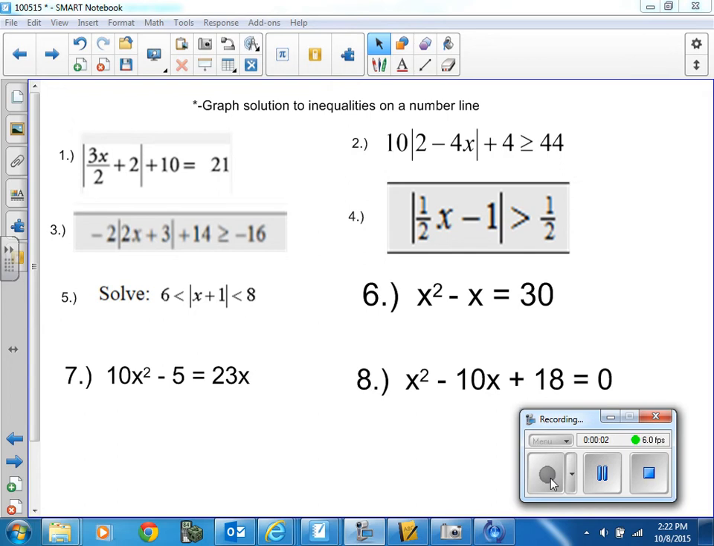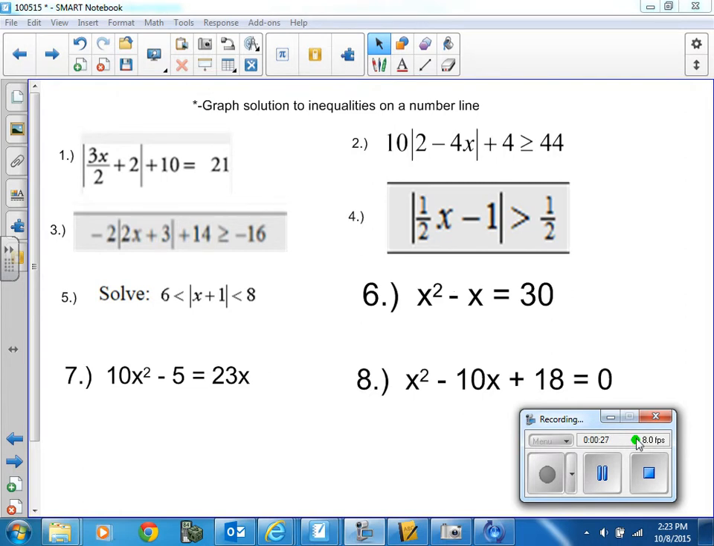Okay, here's your homework. 8 problems, 8 equations and inequalities. So actually, 4 equations and 4 inequalities. 1 through 4 is review of what we've been doing this week. 5 is a little different, but you'll see it's not that much different. 6, 7, and 8 are a review from last year. I know it's been a long time.